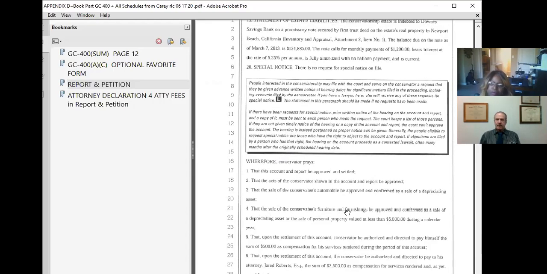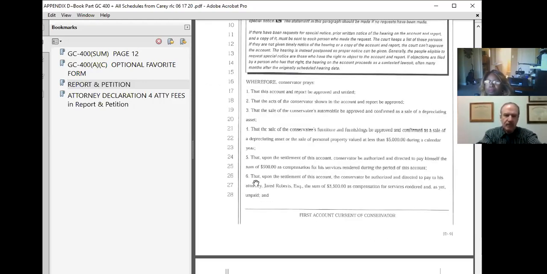Okay, the sale of the furniture and fixtures is approved. And so again, it's no longer an asset. Once the judge approves this accounting, I should be able to pay myself. And remember, up top, you asked to be paid $500. So this says I should be able to pay myself $500.